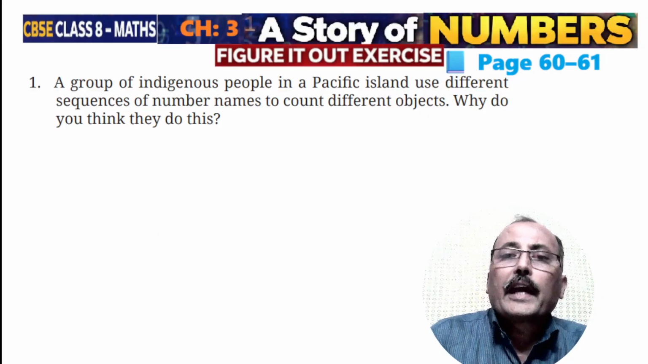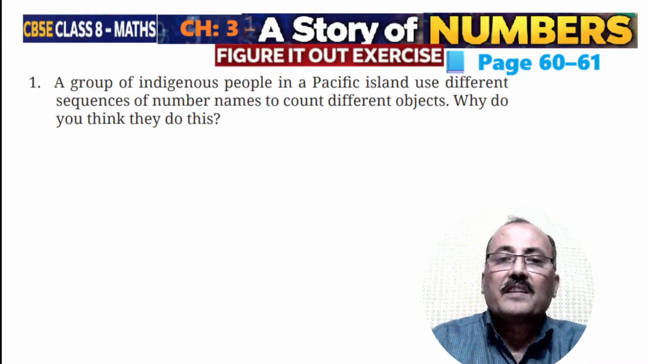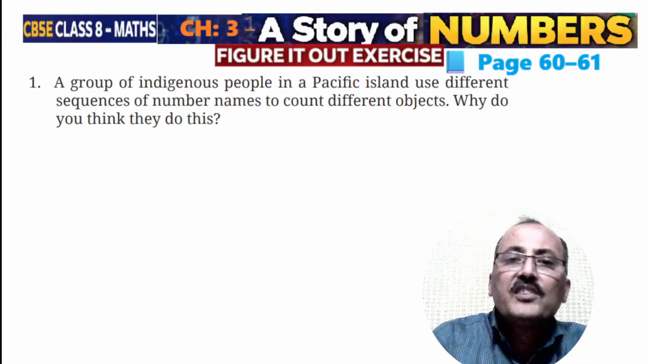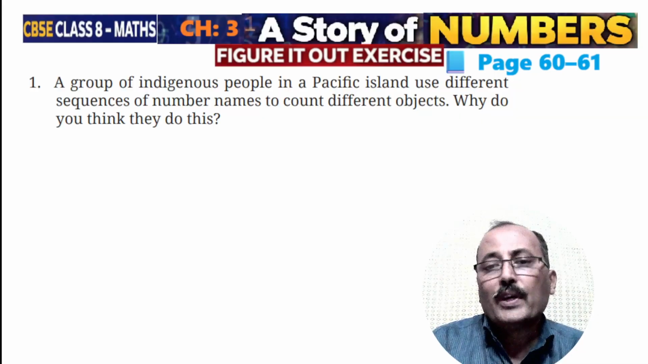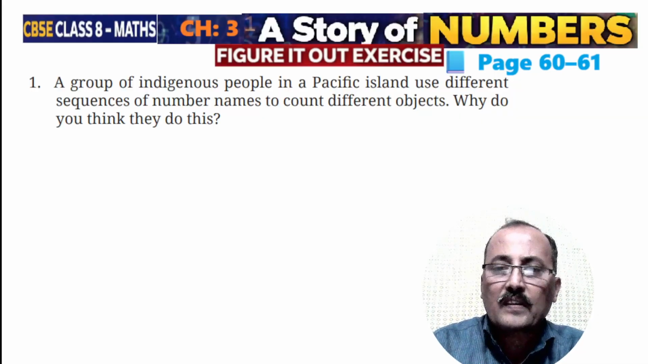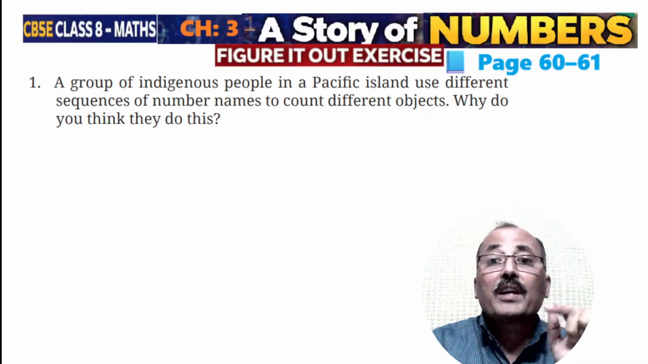First question, taken from page number 60. A group of indigenous people in a Pacific island used different sequences of number names to count different objects. Why do you think they do this? I hope while reading the question itself, you will understand they used number names.